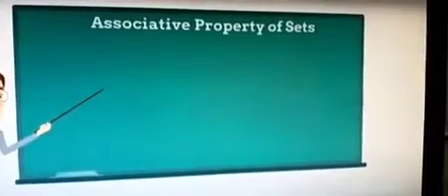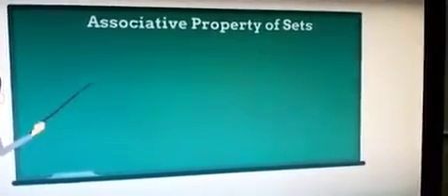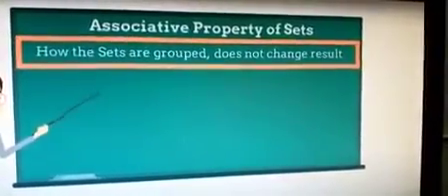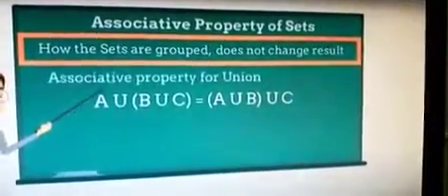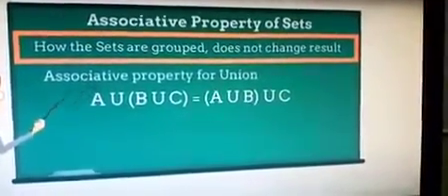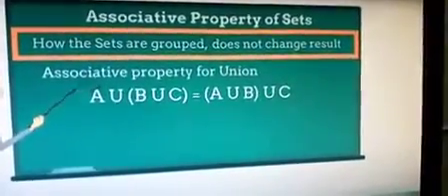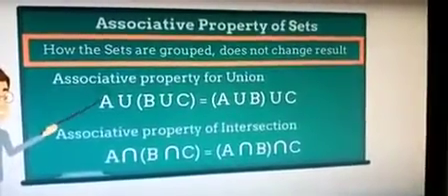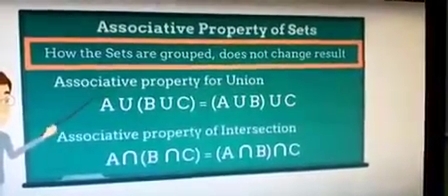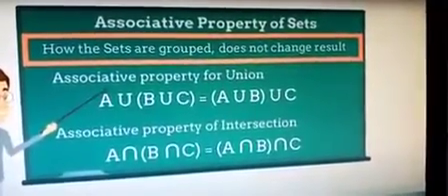Associative property of sets. The associative property for union and the associative property for intersection says that how the sets are grouped does not change the result. In other words, we can say whether we write A union bracket B union C or bracket A union B then union C, it is the same. Similarly, if we write A intersection bracket B intersection C or bracket A intersection B then intersection C, it is the same. Let's prove this property with the help of examples.